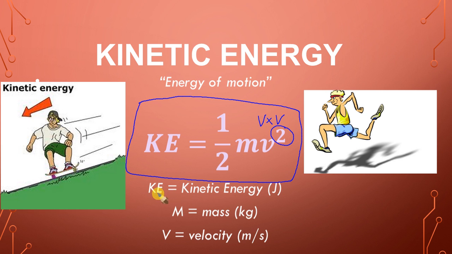Please know that kinetic energy has the symbol of KE and always has the unit of joules. That is the capital J. Mass has a symbol of an M and always has the units kilogram. And velocity has the symbol of a V and always has the units of meters per second. Make sure you have what each symbol means and the units for each symbol written down in your notes. These will be very, very important later.